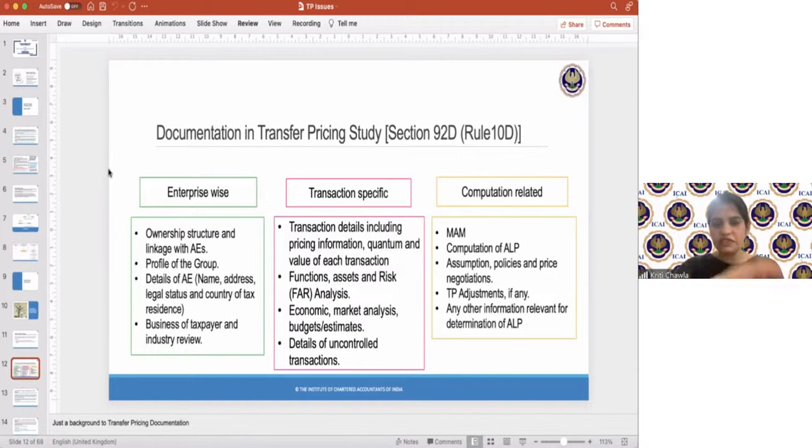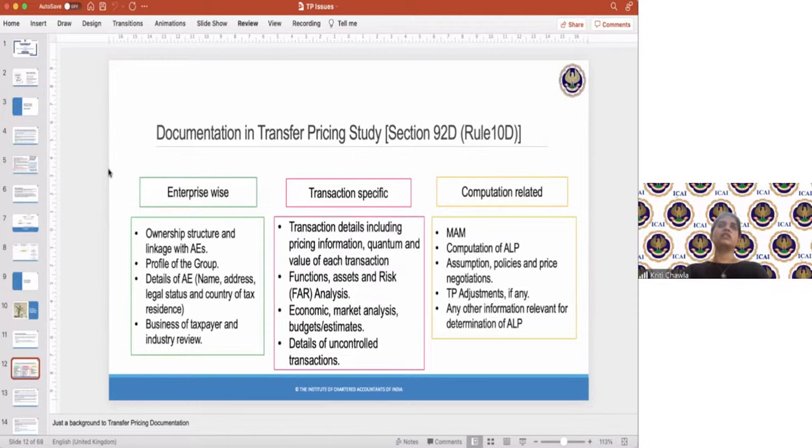But what I've done is I've divided them into three parts, and I've just shortened the language a bit. For the long language, you have to look at the law for the exact language, but I've divided them into three parts on what exactly is provided in the TP study. So I've divided the TP study into three parts. It's one document, but I've divided it into these three parts.